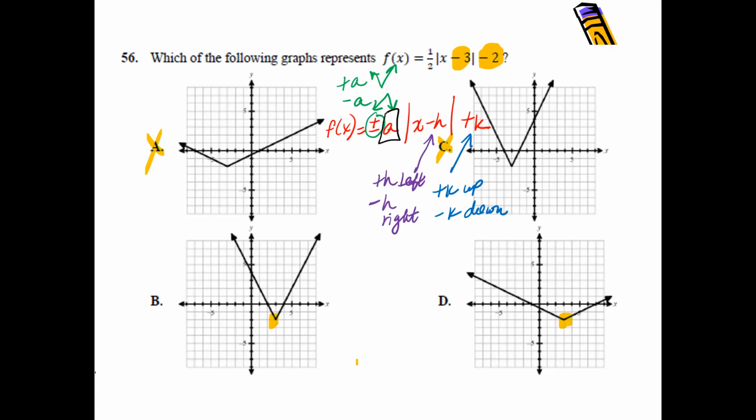So next one that you want to do is the A right here. So if the A is smaller than 1, it is going to be a fatter or wider shape. If A is bigger than 1, it's going to be a skinnier or condensed shape. So look at your A. Your A is 1/2. Is that bigger than 1 or is that smaller than 1? I don't know. 1/2 is 0.5, so it's smaller than 1. So guess what? It's going to be wider. So your correct answer is D as in dog.